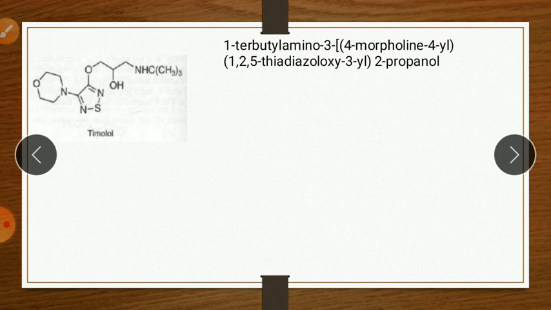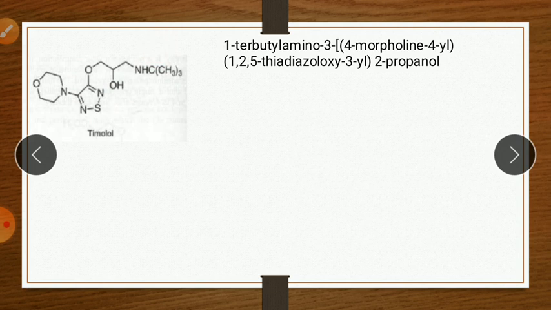Next drug is timolol. Here there is a numbering 1, 2, 3, that is a 3 carbon chain with a hydroxyl group, again propanol. Here there is a numbering starting from sulfur 1, then this nitrogen 2, then attachment 3, then 4, and this nitrogen is 5. So 1 tert-butylamino, a tert-butylamino group attached on this 1 carbon.